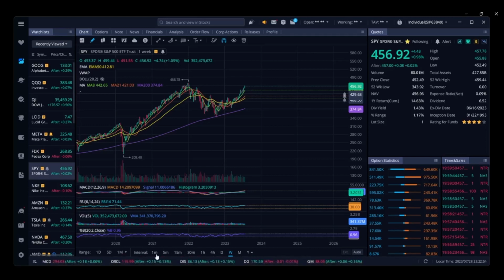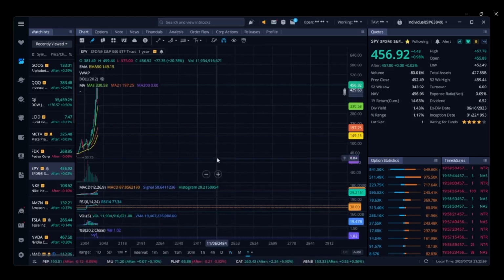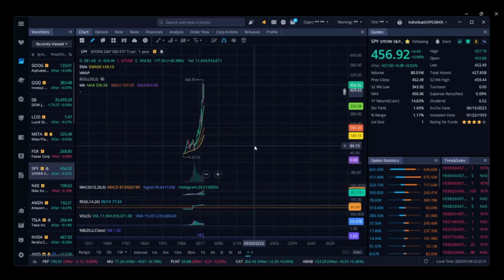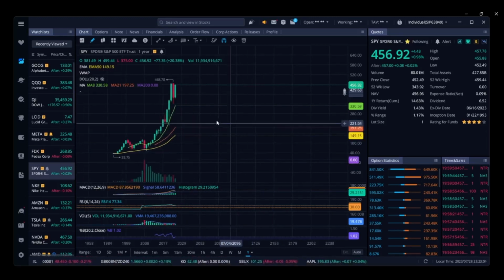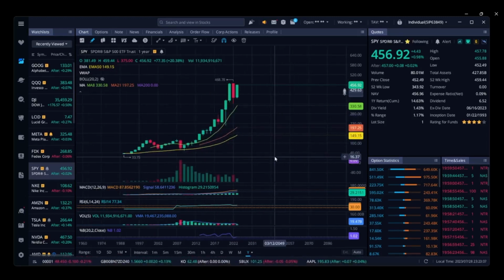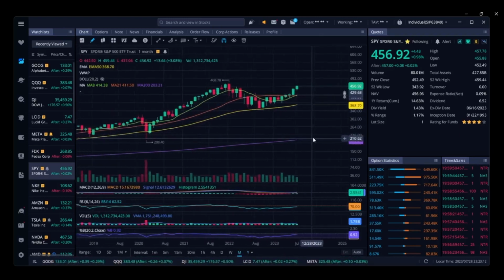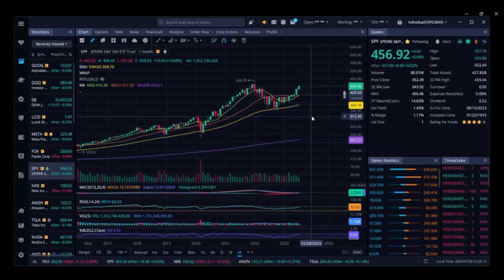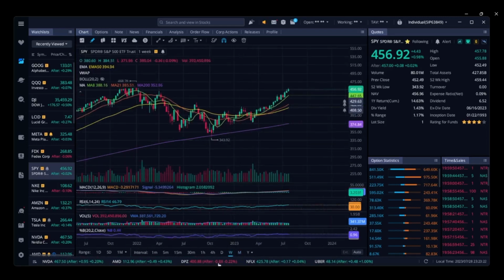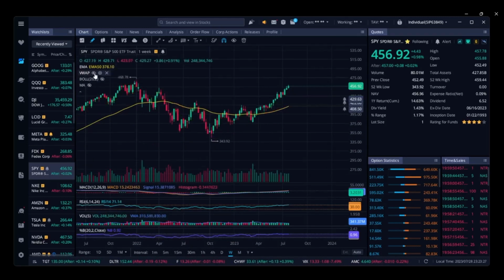Different time frames: you got a monthly, a weekly, a yearly. This is the yearly. Each candlestick represents 1 year, right? So you go to the monthly. Each candlestick represents 1 month. The weekly, same thing. Daily, same thing. Hold on. We're going to take all this off. We're going to focus on just the candlesticks.